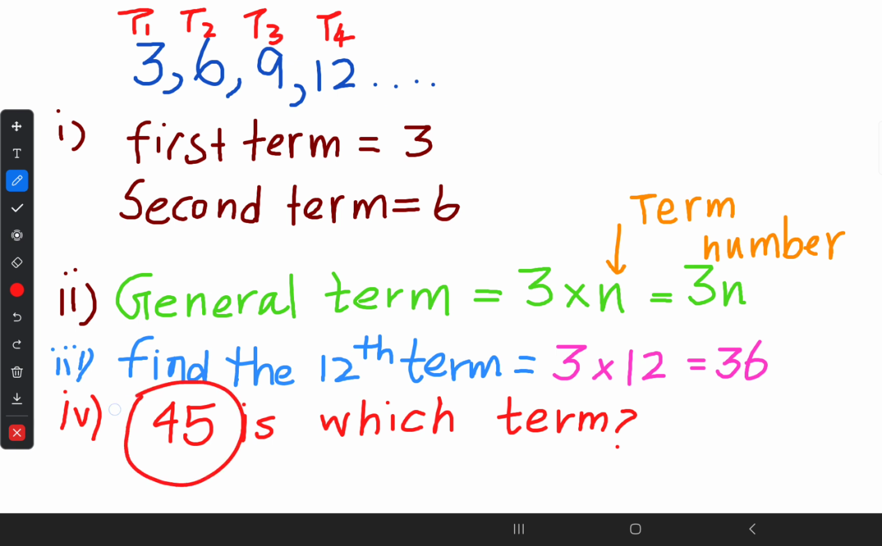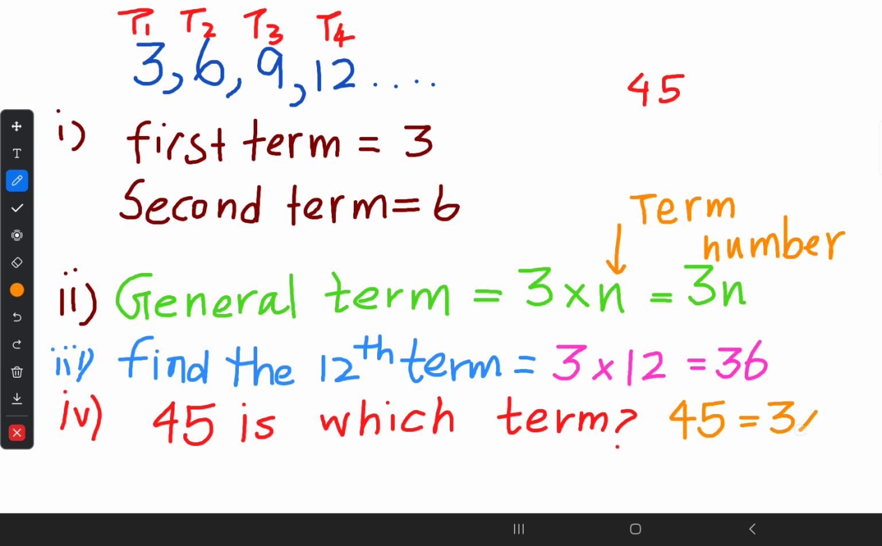Likewise, here also they gave 45. We don't know where this 45 is in this sequence. That's the thing we have to find: which term it is. For that, this 45 should be equalized with the general term.